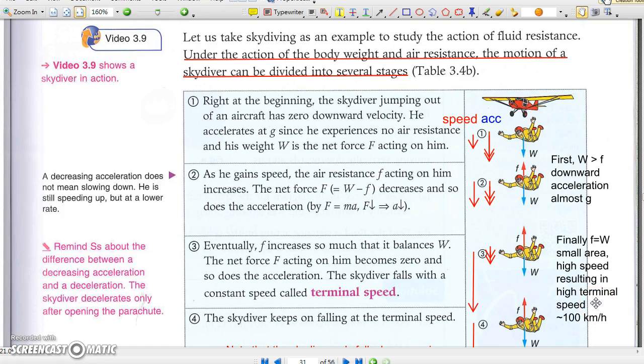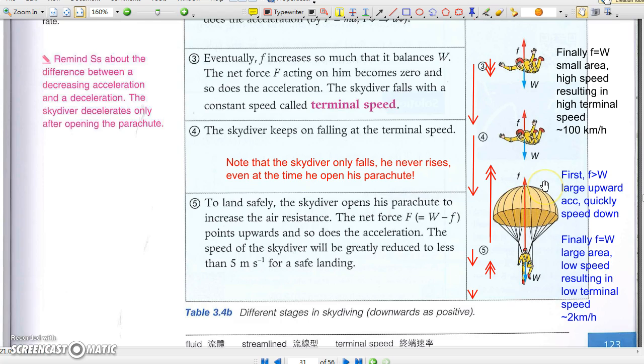The terminal speed of a skydiver is more than 100 km per hour when his parachute has not been opened. He will crash to die if he doesn't have a parachute. Then he opens his parachute. The area increases a lot, and thus the air resistance increases a lot, and becomes much larger than his weight. He now has an upward acceleration.